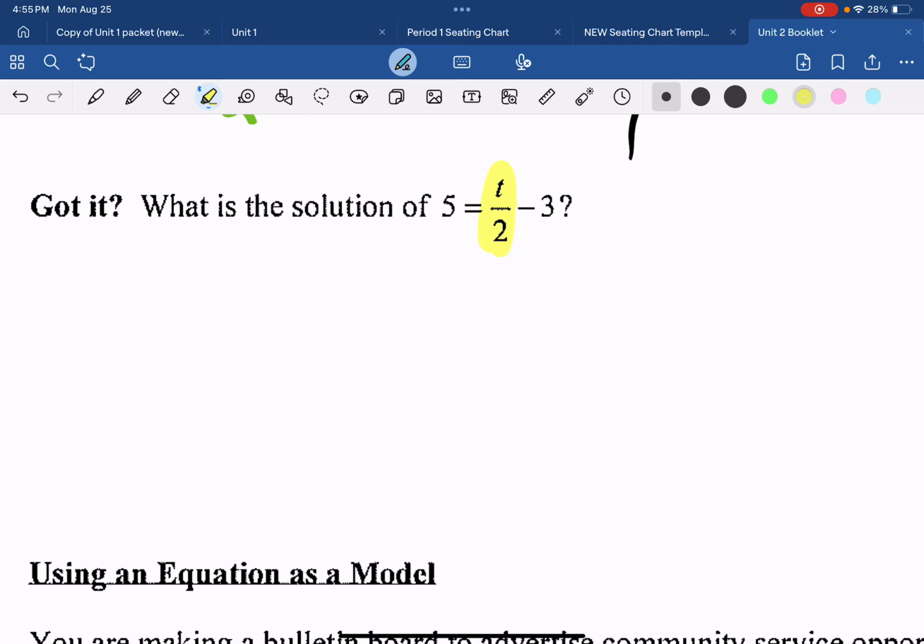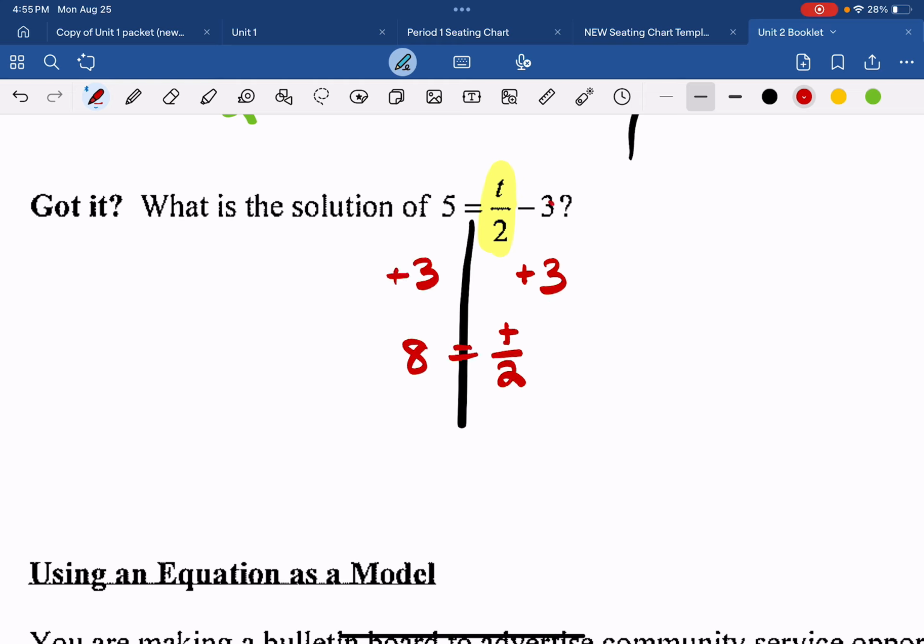Okay, so now we're ready to solve. Bring my mirror line down. I'm going to do whatever's on the outside of my target first. So I'm going to add 3. I'm going to get 8 equals t over 2. My 3's go away.